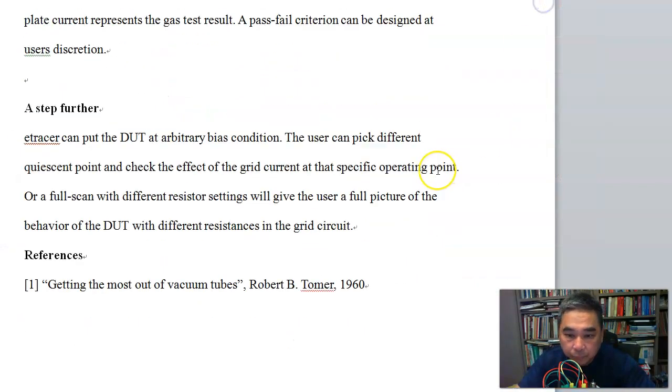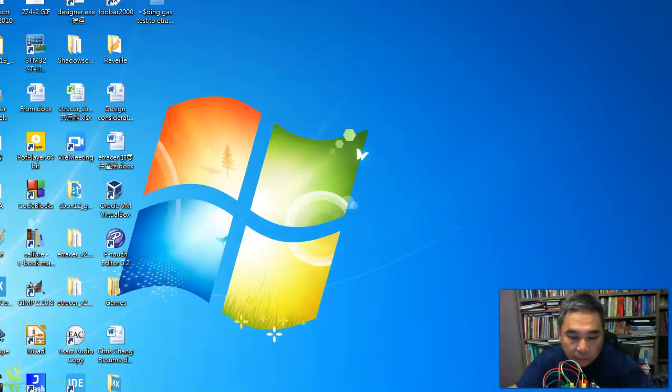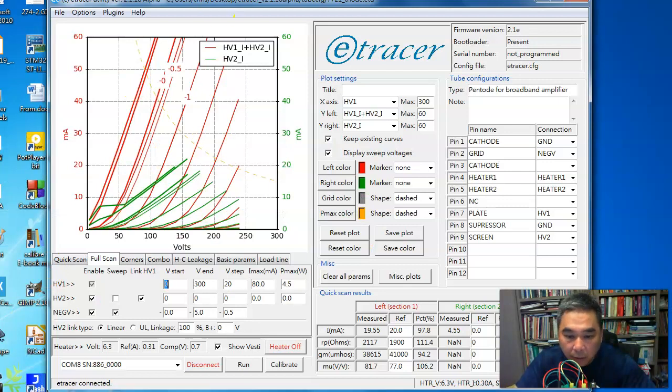Okay, so this is about today's topic. And with this resistance, you can play with the tubes, and I believe you'll find more interesting things with assorted tubes.